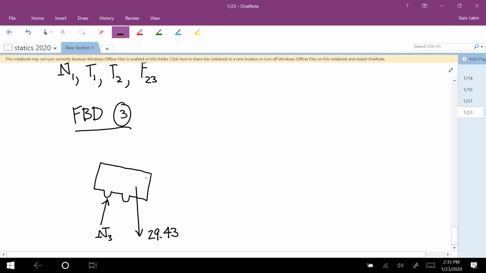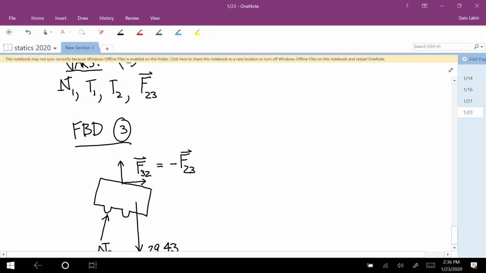And keep going counterclockwise, and you get to the top. And there's a friction contact at the top. So that's the force on 3 by 2. But we already have a variable force on 2 by 3. So instead of introducing 2 new variables, we're going to set this equal to negative F2,3. Newton's third law lets us do that. Okay. And then the last force is the cable between these two, which that tension force is what I call T1. Any questions about that?